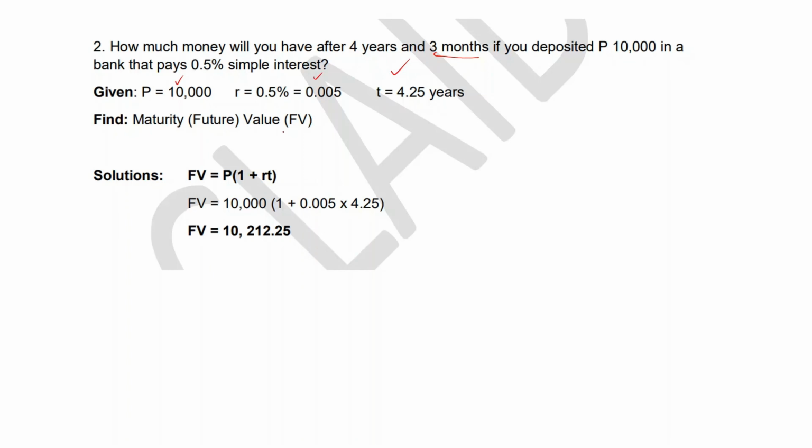Now, let us find the FV, or the future value. FV is equal to P times the quantity 1 plus rate times time. So, plug in the given into the formula. P is 10,000. Open and close parenthesis, you have 1 plus the rate of 0.005 times the years, that is 4.25, the time. Solving it further, we will be having the future value as 10,212.25.